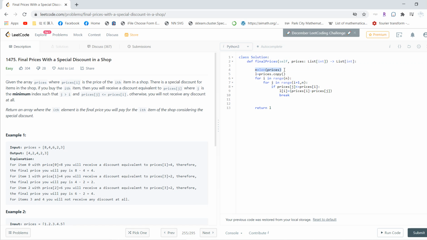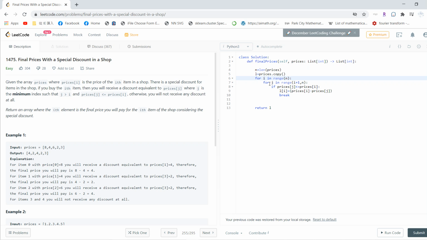I first count the number of prices, and I copy the prices. This is easy because I just copy the prices. That means if I see a discount, I just update this list, and if I don't see any discount, then I don't do anything, right?